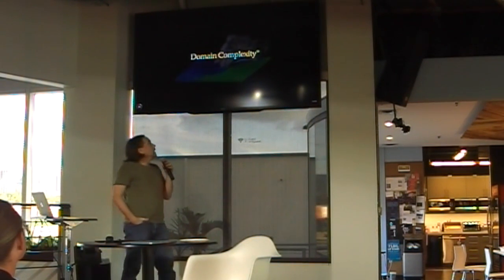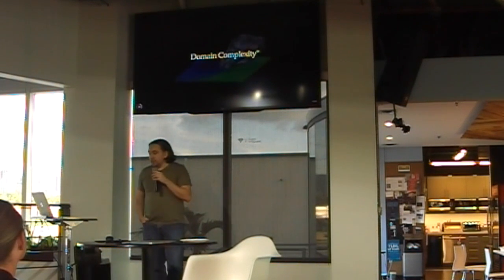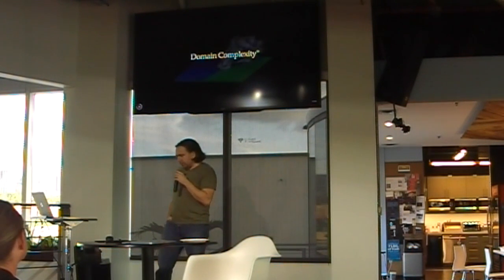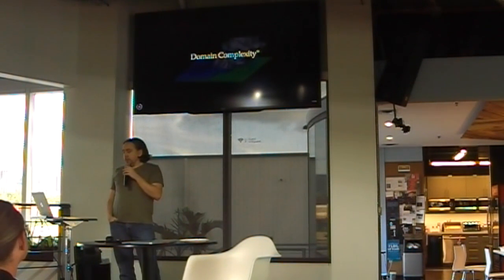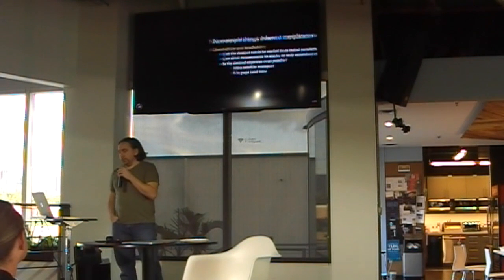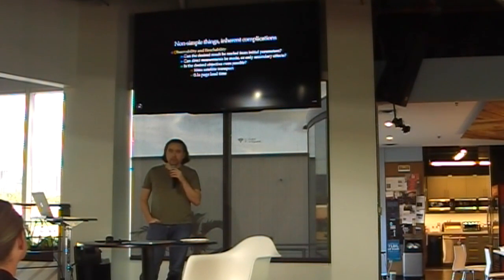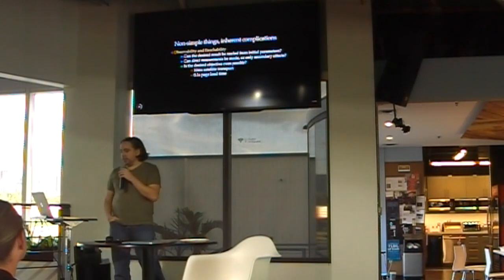Domain complexity is the inherent capability, the inherent model of the system, like a thunderhead that you see modeled in the background here. The domain requires this level of complexity. These are non-simple things and inherent complications. How do we deal with those?